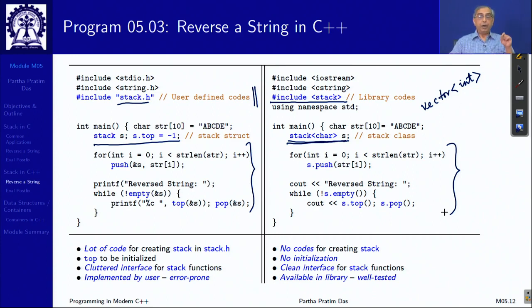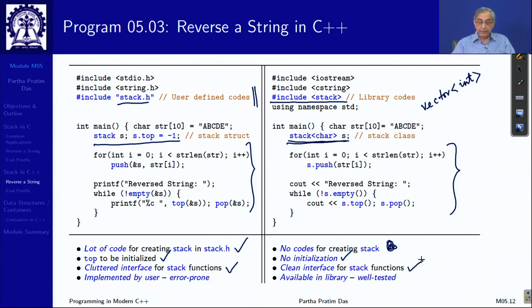So, you have a lot of advantage now, because a lot of code that you had to write in terms of stack.h is not required. There is no code that needs to be written here. You needed a separate initialization, which if you forget or do erroneously, everything will fall apart. There is no initialization required in this case. The whole cluttered interface of stack functions, which require the pointer to the stack to be passed every time, is not required. You are just calling them as functions of that particular stack object.